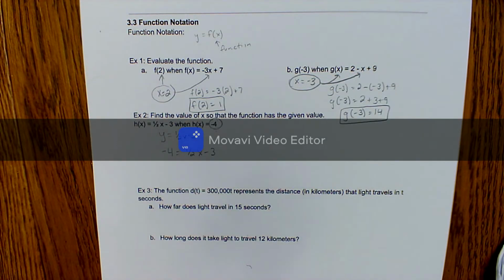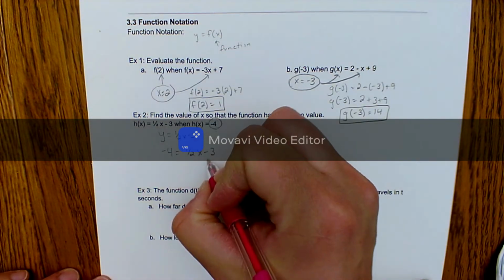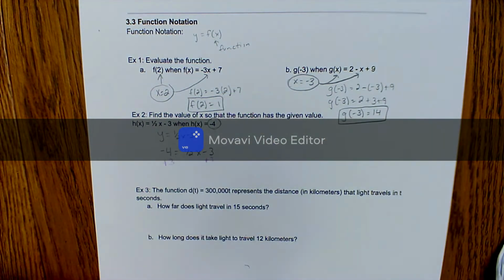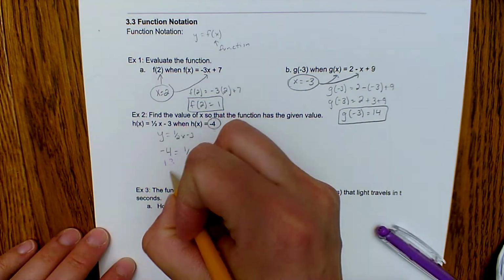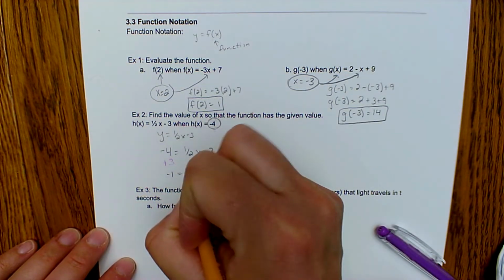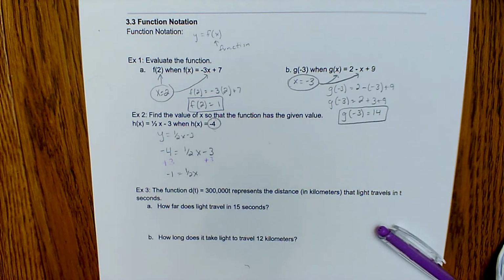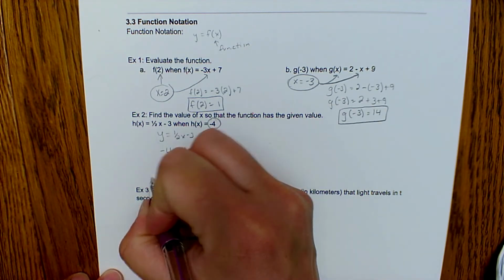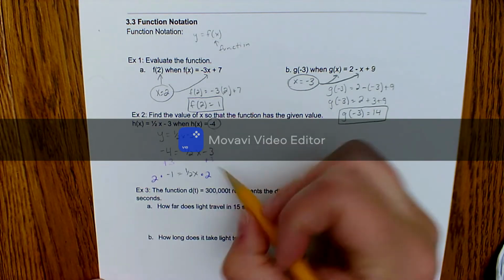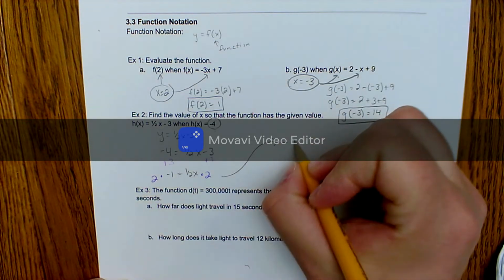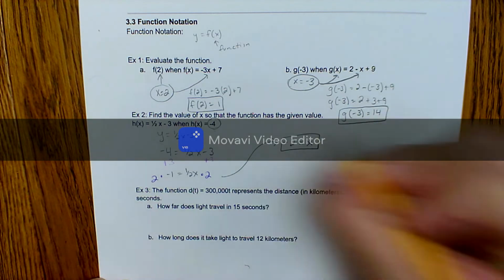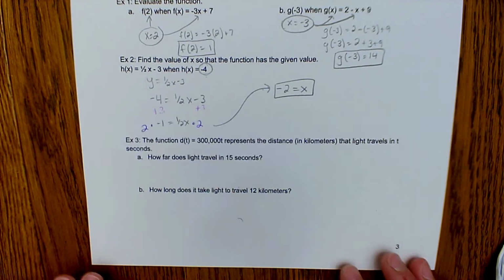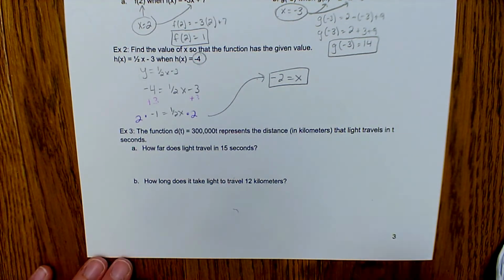So from here, if I'm solving for x, I'm going to add that 3. And I get negative 1 equals a half x. Again, solving for that x, so I'm going to have to multiply by 2 to both sides. And I end up with then negative 2 equals x. So it's just the reverse way. I'm solving for x in that case. In example 1, I'm subbing that in.